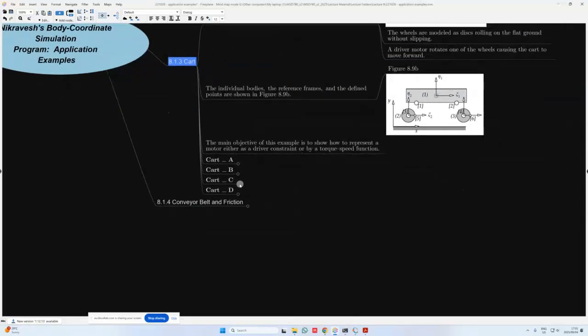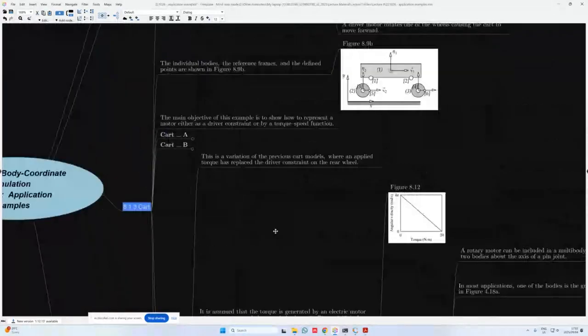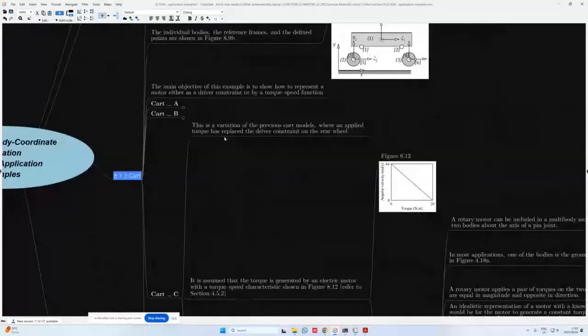So jumping straight into cart C, we are going to look at this as a variation of the previous cart models, where an applied torque has now replaced the driver constraint on the rear wheel. Remember that when we work with driver constraints, we usually define this as an addendum to our kinematic constraints in the system. So we use the infuncts file when we work in DAP-BC.